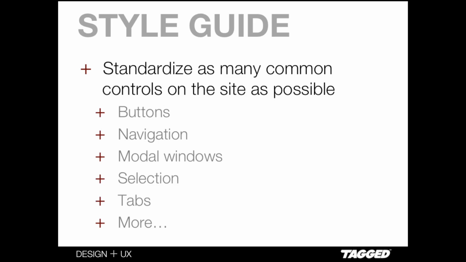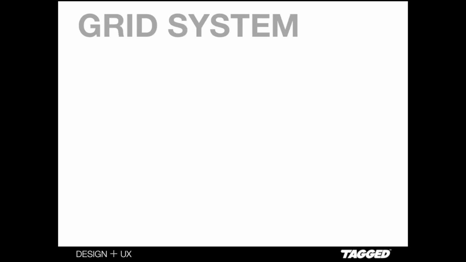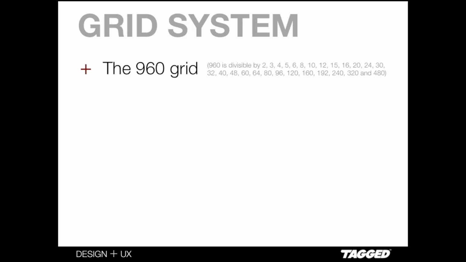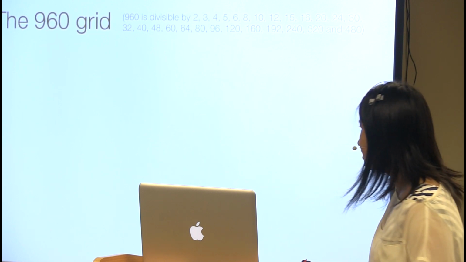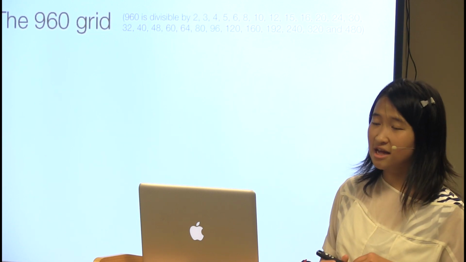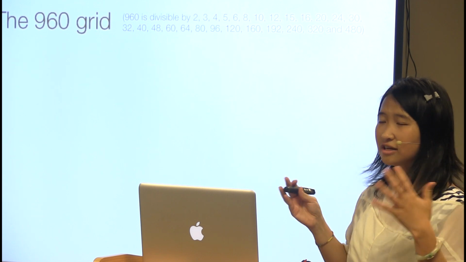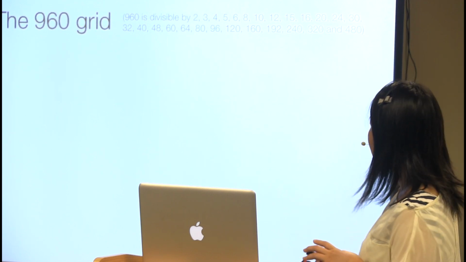Along with that, having common controls for the site. And this is not an exhaustive list at all: buttons, navigation, tabs. To go along with that style guide, we used to maybe use a grid system, and we've since kind of deterred from it. And I would really push to maybe try to put that in place again. One of the most common ones is this 960 grid. Tag is currently built with 960 pixels as our width.